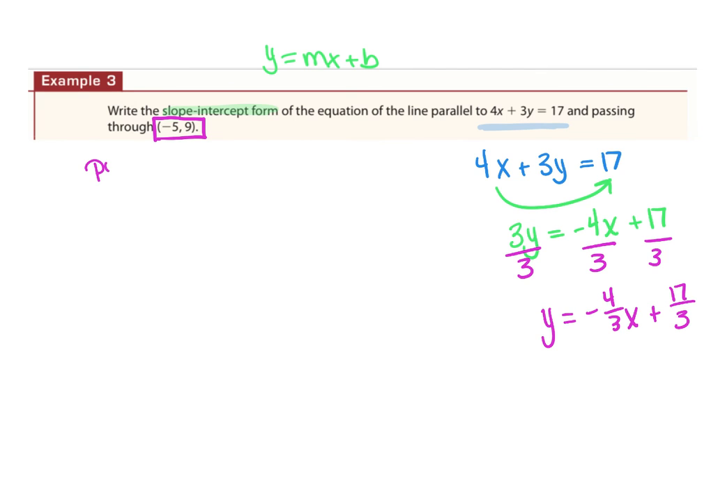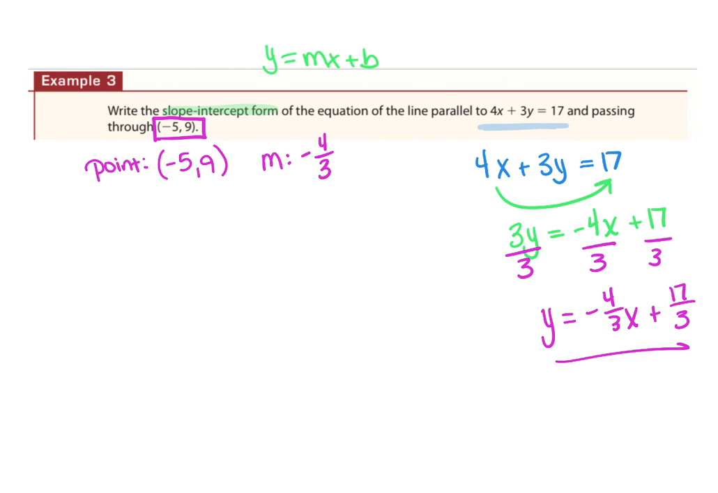So I want a line that goes through this point, negative 5, 9. And it is parallel to this line. If the line that I am looking for is parallel to that line, what is the slope of the line I am looking for? If it is parallel to the line I have been given. Yeah, negative 4/3. If it is parallel, it should be the same. So now I have a point and a slope.